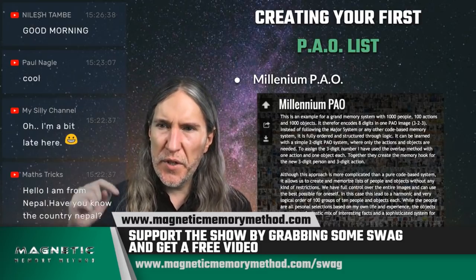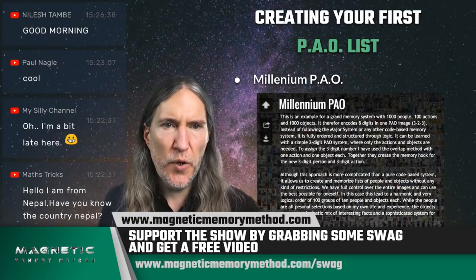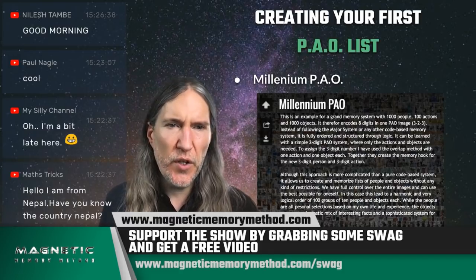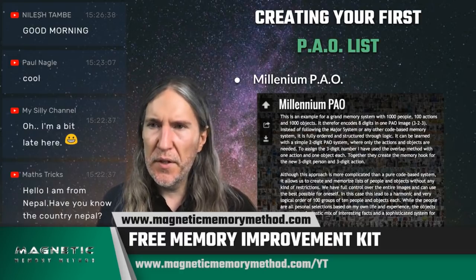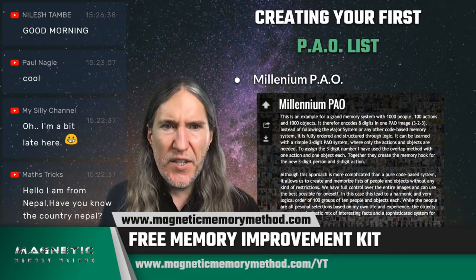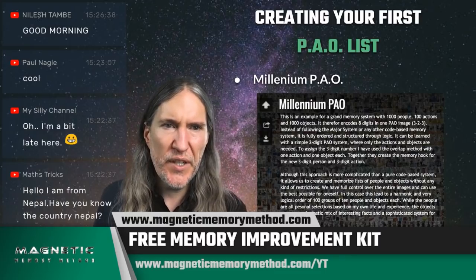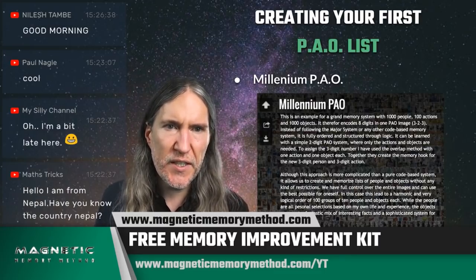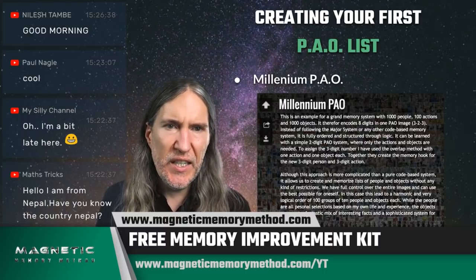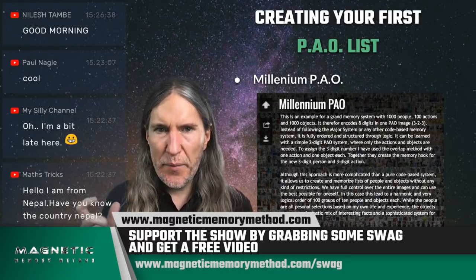Also, there's a discussion with him that's linked to you in the description below that you can go listen to, as well as the page that this comes from. So if you want to learn more about the Millenium PAO and some other approaches, check that out. And what he's talking about here is, he says, an example for a grand memory system with 1,000 people, 100 actions, and 1,000 objects, and it encodes 8 digits in one PAO image. So that's interesting, memorizing 8 digits at a time with one image.